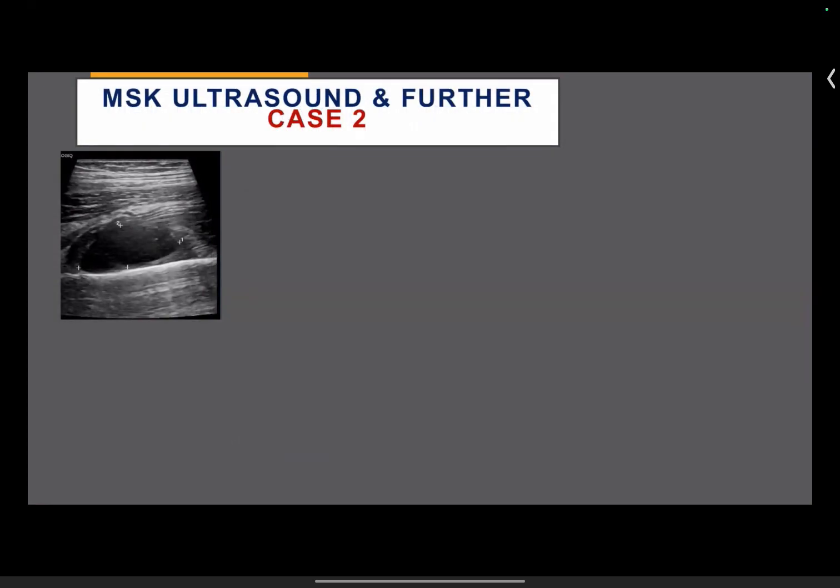Another one, again doing an ultrasound for a patient with thigh pain, and then we saw this egg-shaped anechoic collection in the muscle. Again, looking from the skin, fat, then you've got the rectus femoris. This is the femur, by the way.